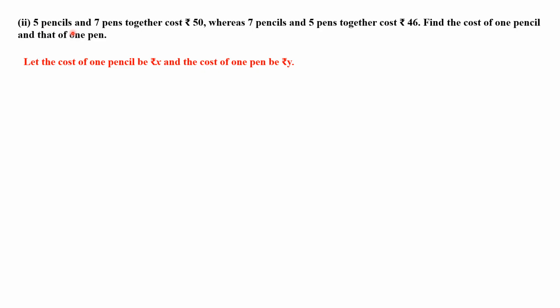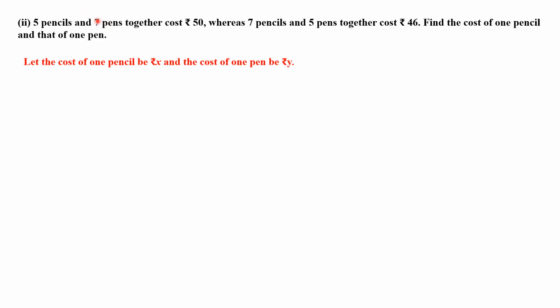So from here I can get my first equation because it says 5 pencils and 7 pens both cost together is 50 rupees. And I have assumed one pencil cost is x rupees. So 5 pencils cost will be 5x rupees. Same way cost of one pen is y rupees.